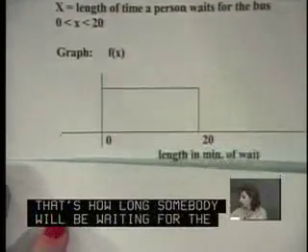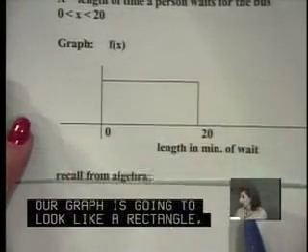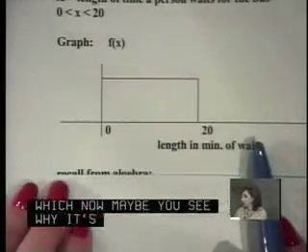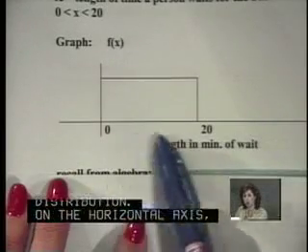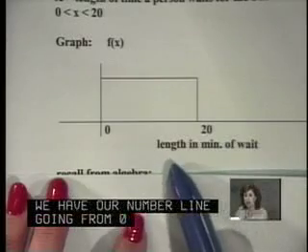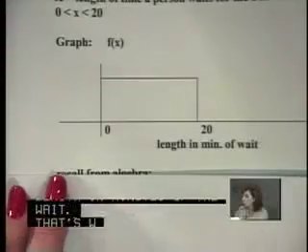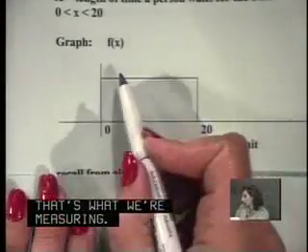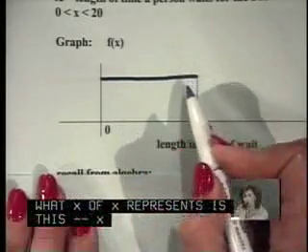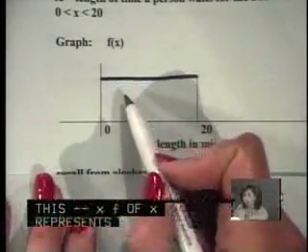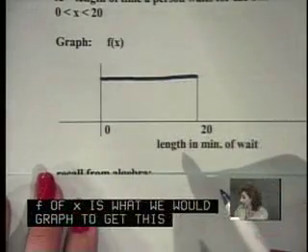Our graph is going to look like a rectangle, which maybe now you see why it's sometimes called the rectangular distribution. On the horizontal axis, we have our number line going from 0 to 20, in this case, and we label it the length in minutes of the wait. That's what we're measuring. What f of x represents is the graph of this function right here. F of x is what we would graph to get this line going across right here.